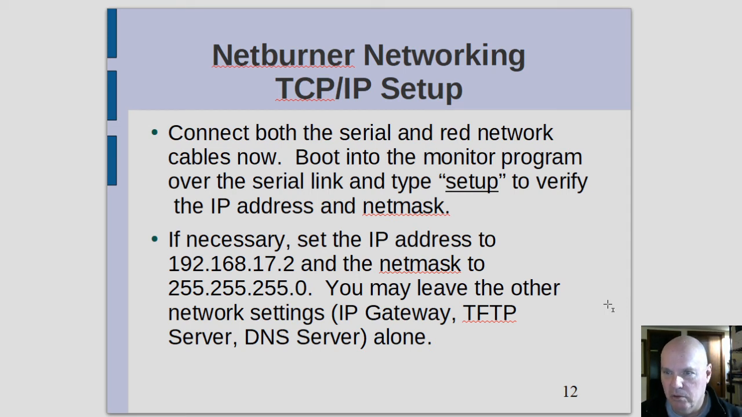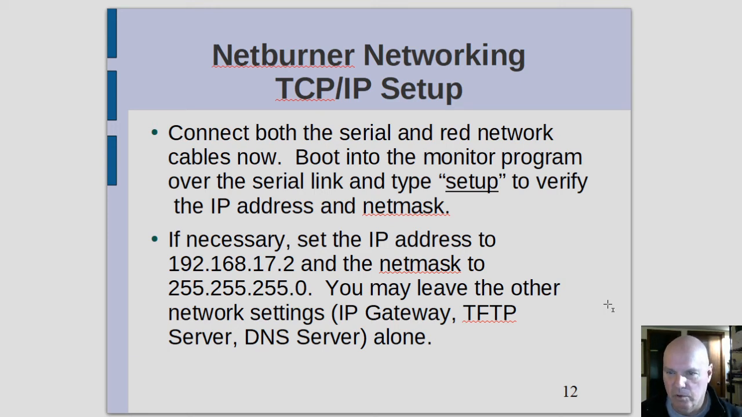So connect both the serial cable and the red network cable. Again, if you don't have the red network cable, just use the blue one. That will be fine. Boot into the monitor program: press the reset and type in capital A on the keyboard and press enter. And then instead of typing FLA, we're going to type setup, okay, to verify the IP address and netmask.